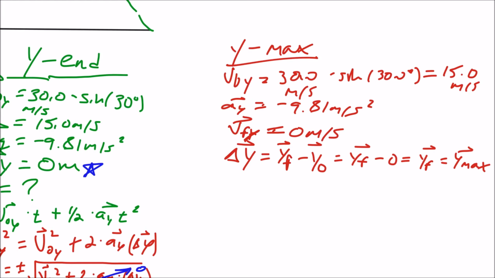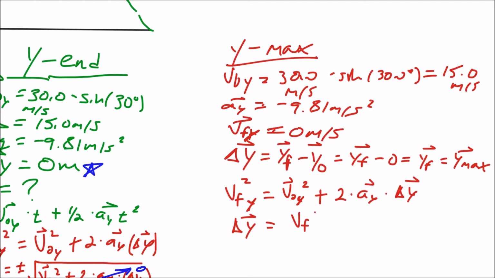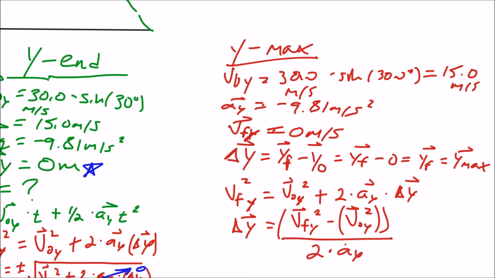So I can say the final velocity squared equals the initial velocity squared plus 2 times the acceleration times delta y. And I'm trying to solve for delta y over here, okay? So that means that delta y is equal to the final velocity squared in the y-axis minus the initial velocity squared in the y-axis divided by 2 times the acceleration in the y-axis.